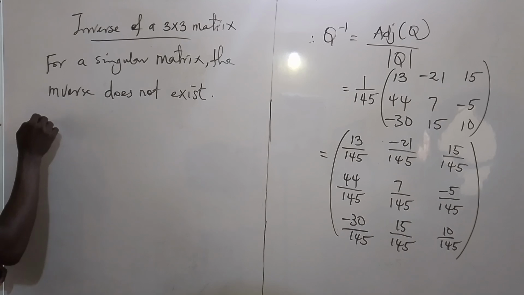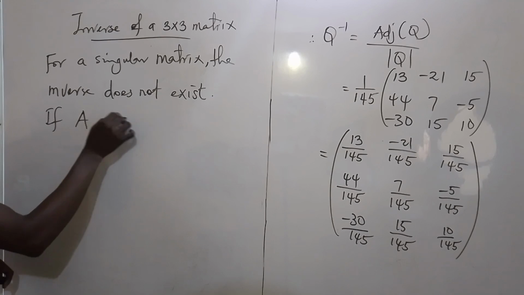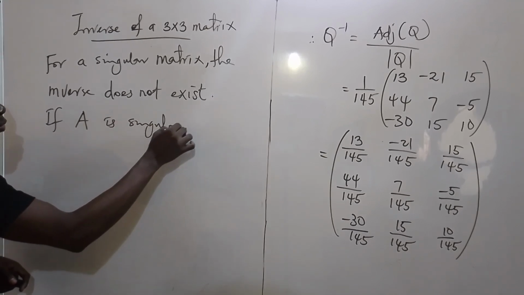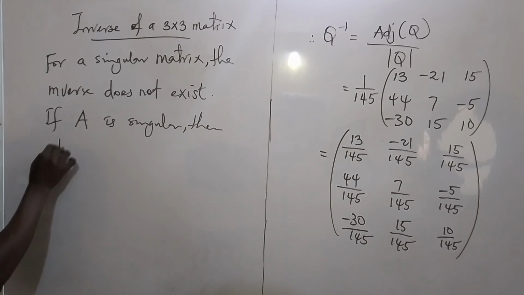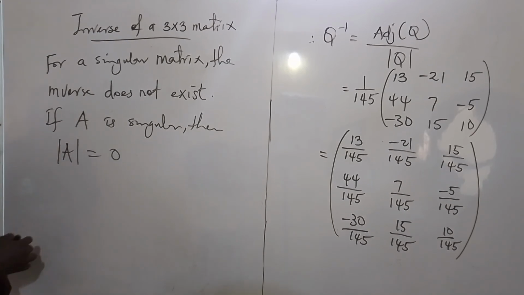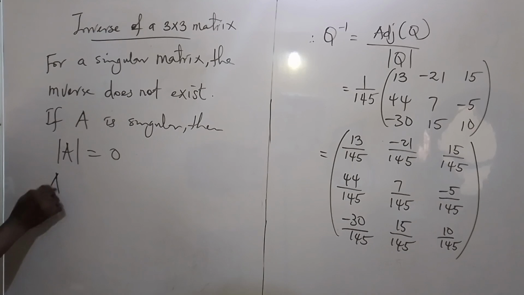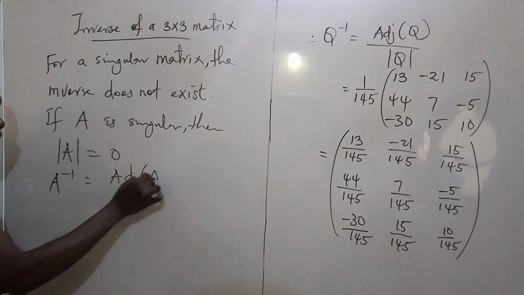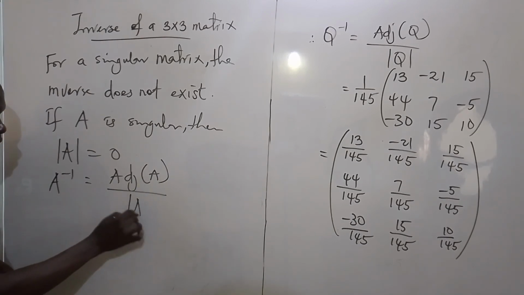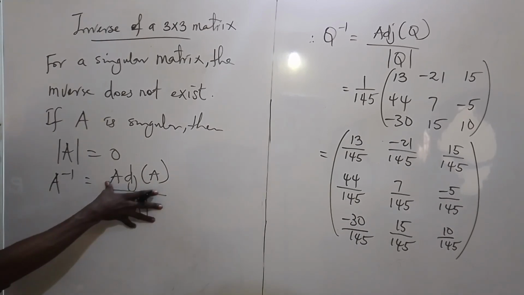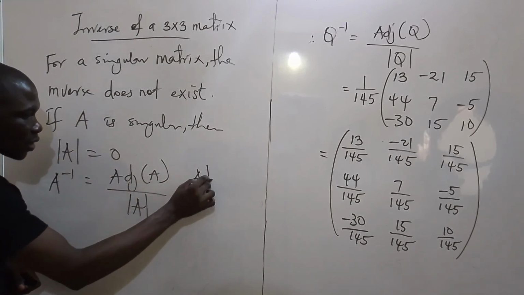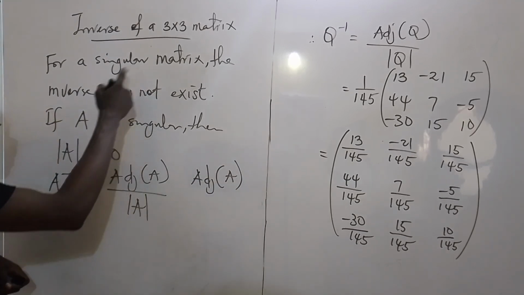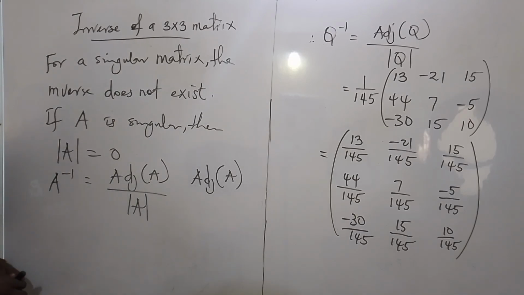So if, for instance, matrix A is singular, then what that means is that the determinant of matrix A is 0. Now, if we have that, then A inverse is what? The adjoint of matrix A divided by the determinant of matrix A. In this case, yes, the adjoint of matrix A will definitely exist, irrespective of whether the matrix is singular or non-singular. It has something to do with the determinant.